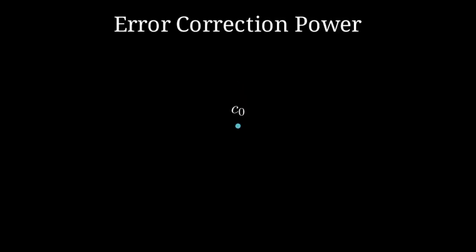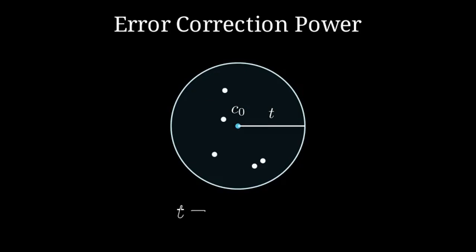Think of code words as points in space. If we draw a sphere around each code word with a radius t, and these spheres don't overlap, we can correct t errors. Specifically, if our minimum distance is d0, our correction power, t hat, is the integer part of (d0 minus 1) divided by 2. If d0 is 5, we can reliably fix two errors. Any more, and the received word might fall into the sphere of the wrong code word.